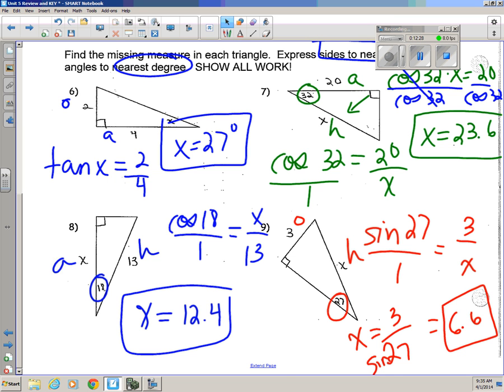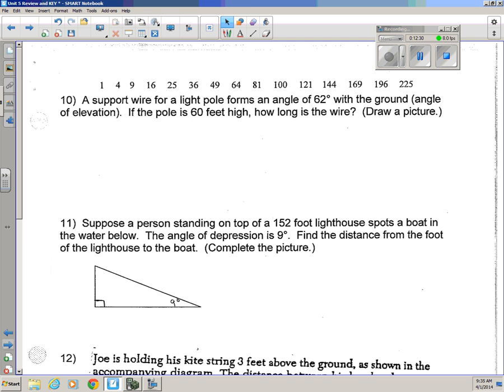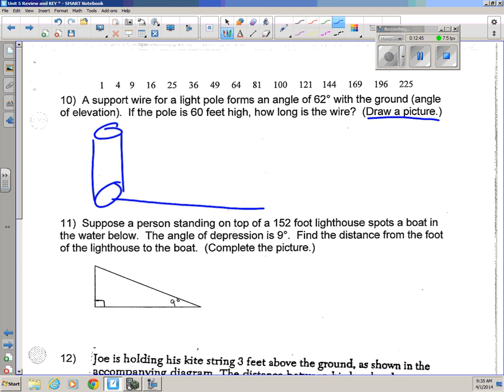Now we start doing some word problems. A support wire for a light pole forms an angle of 62 degrees with the ground, the angle of elevation. If the pole is 60 feet high, how long is the wire? Drawing a picture, you can just draw a triangle. I'm actually just going to draw my pole with the ground and then my wire. So a support, 62 degrees angle of elevation. The pole is 60 feet high. How long is the wire?